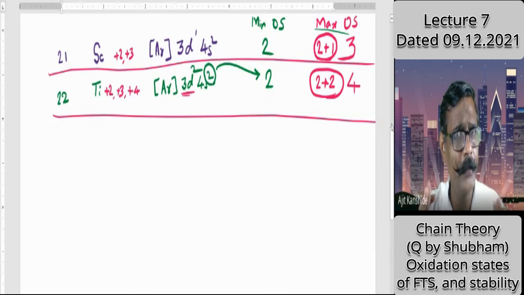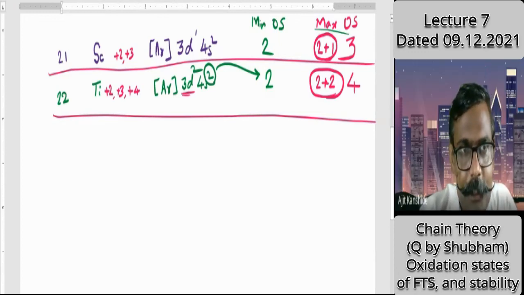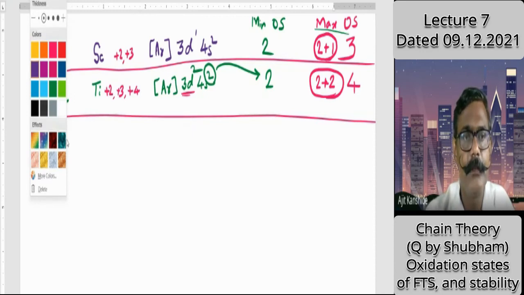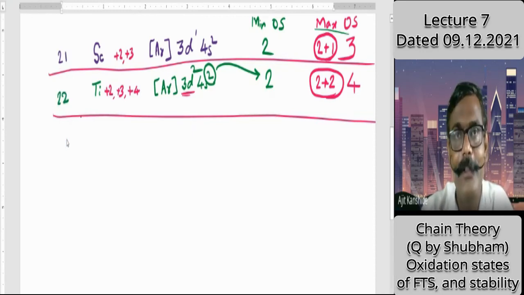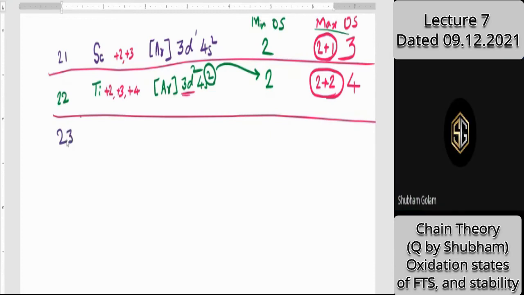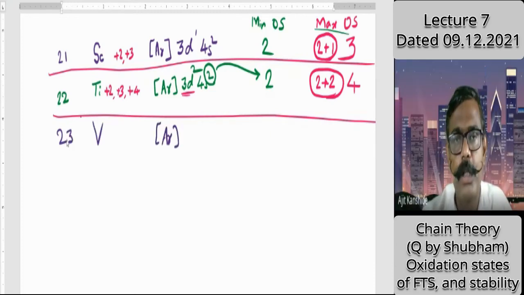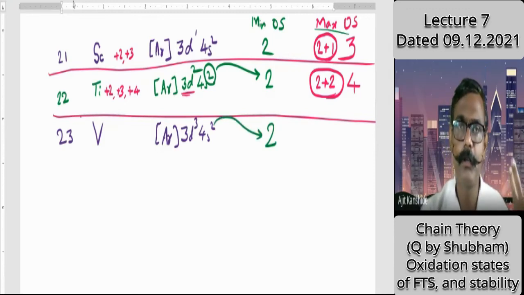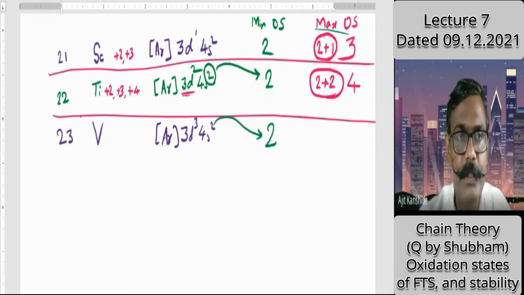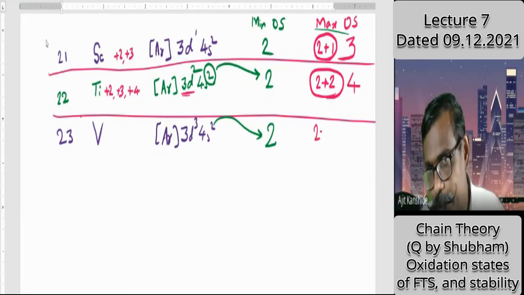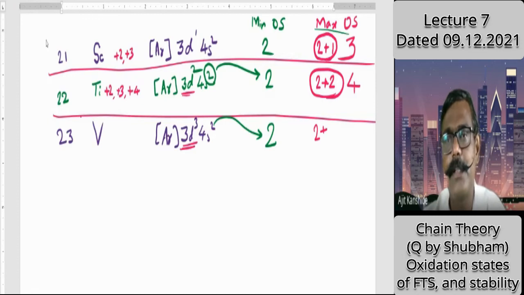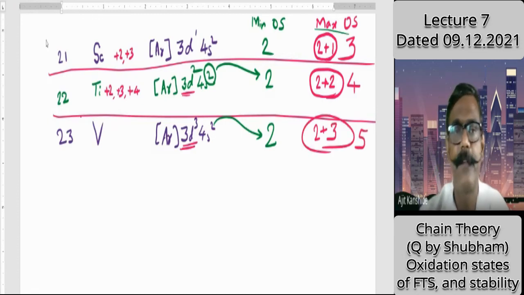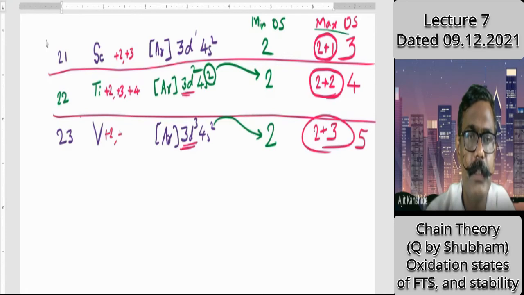Is it clear? Are you following? Yes, sir. Let us apply this concept to one more element, vanadium. Its outer electronic configuration is 3d3 4s2. The minimum oxidation state is +2 because two electrons are there in the 4s orbital. The maximum oxidation state is 2 plus the number of unpaired electrons in 3d, which are 3, so +5. So vanadium will show variation in charges +2, +3, +4, and +5.